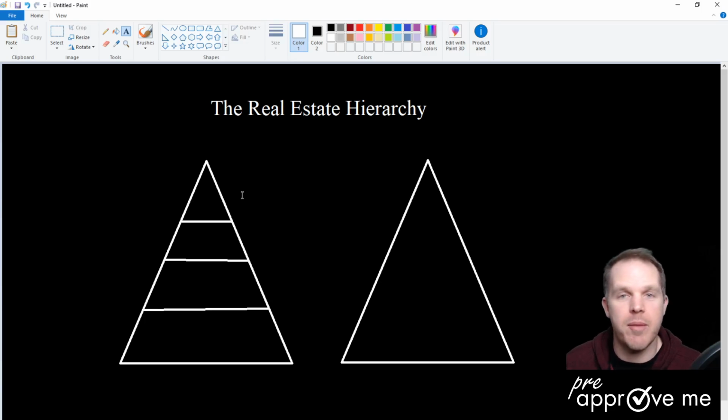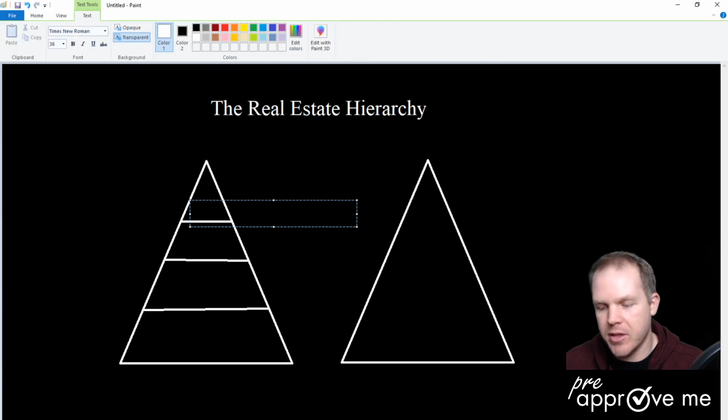And no, I'm not talking about mortgages. I know a lot of you guys, a bunch of my friends and a bunch of our members think that the entire process revolves around the mortgage. But the reality is the process revolves around the borrower, the person who's actually buying the home. So the very top is the borrower.